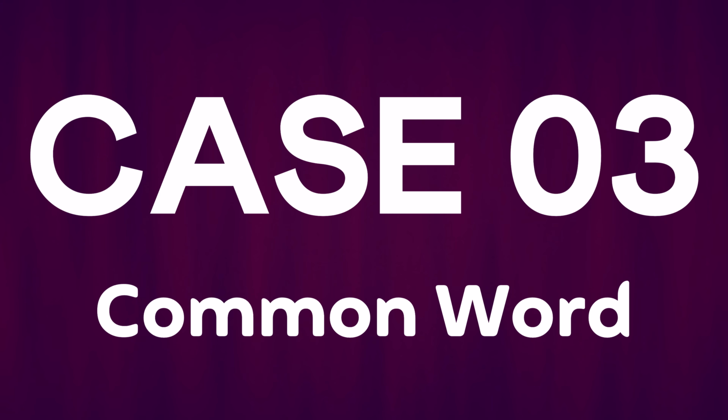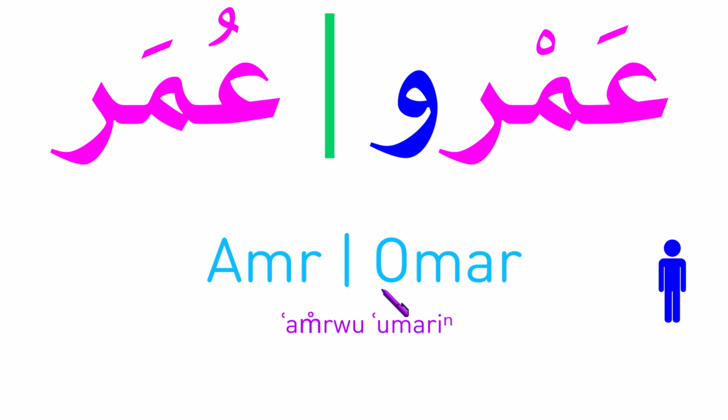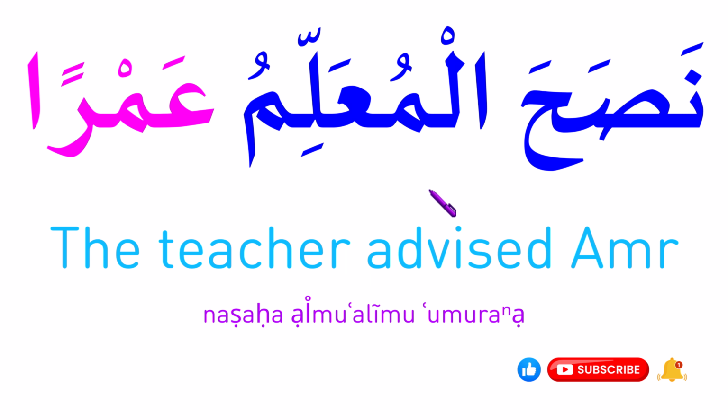Omitting the letter waw from the common word عمر. In Arabic, the word عمر is often confused with the word عمرو. The waw at the end of the word عمرو should be omitted if the word is in the accusative case, حالة النصب, with تنوين, as in the following example. نصح المعلم عمرا, meaning the teacher advised عمر.